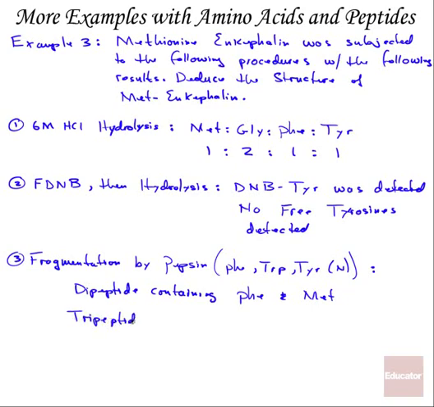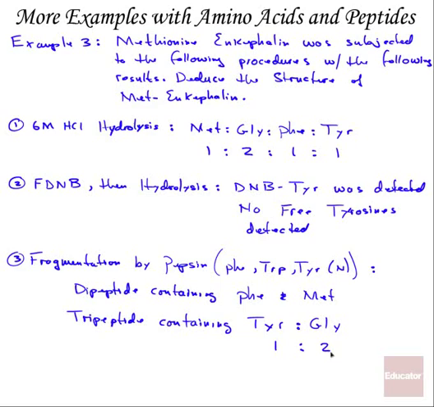So we didn't sequence this. We didn't know the sequence. We just know that this dipeptide contains phe and met. We don't know which one actually comes first. And a tripeptide containing tyrosine and glycine in a ratio of 1 to 2. Okay, we need to deduce the structure. In other words, what's the amino acid sequence? Okay, well, let's see what we've got.